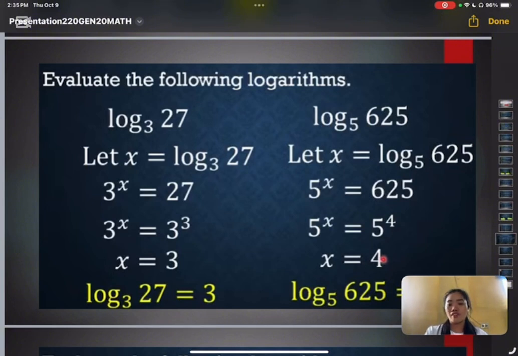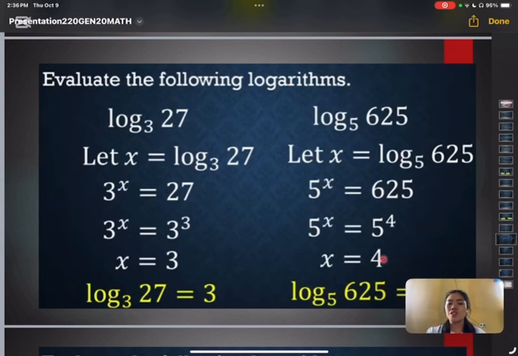Now, our target is to make the same base for our left and right side of the equation. Now, we're going to express 625 with base 5. So 5 raised to the power of 4 is 625. Therefore, 5 raised to the power of x is equal to 5 raised to the power of 4. Since we have the same bases now, we are going to equate the exponents. So we have here x is equal to 4.